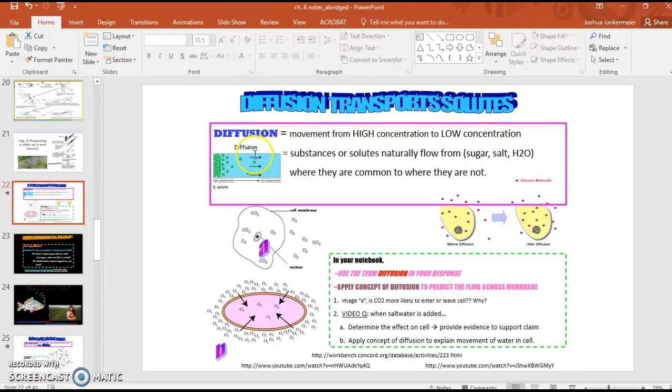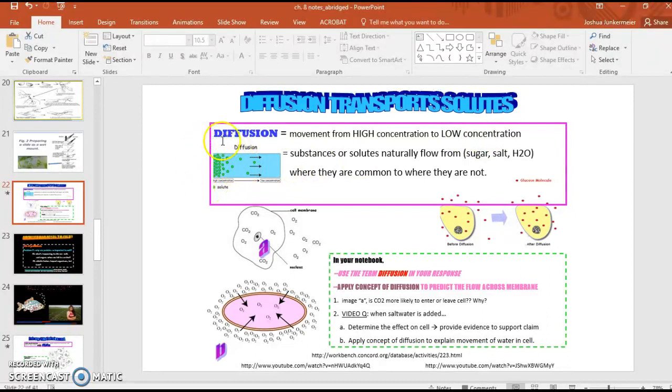So diffusion, pretty easy. Diffusion just means that particles or solutes move from high concentration, where there's a lot of it, to a lower concentration. So if you have an area that has a lot of solutes or a lot of particles close together, what you're going to find is they slowly spread out to areas where they're less common. Particles naturally move. This is just something that happens in nature. They naturally flow or move to areas where they're at a lower concentration.